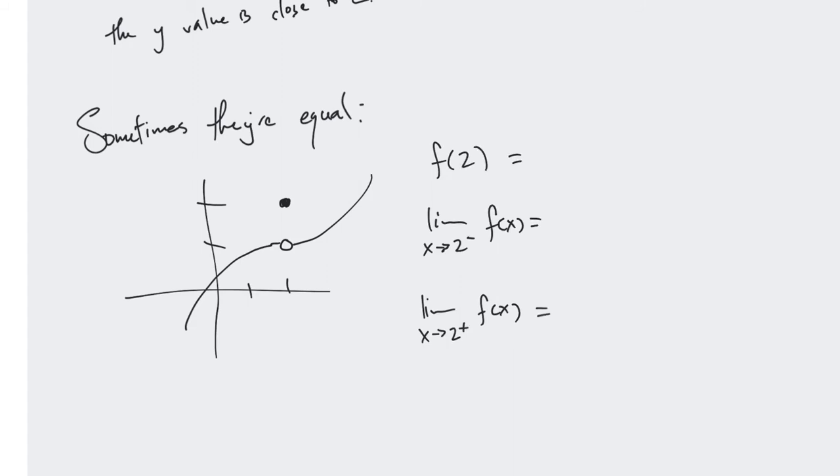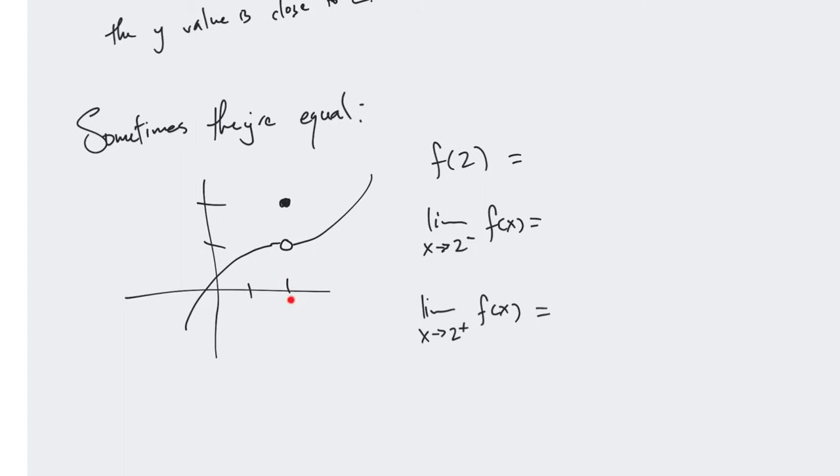These three things all represent different ideas, although in certain examples they might equal each other. They might just sort of coincidentally be the same, but they are different ideas. Can anybody want to shout out? First of all, what is f of 2? That is the y value exactly at x equals 2.